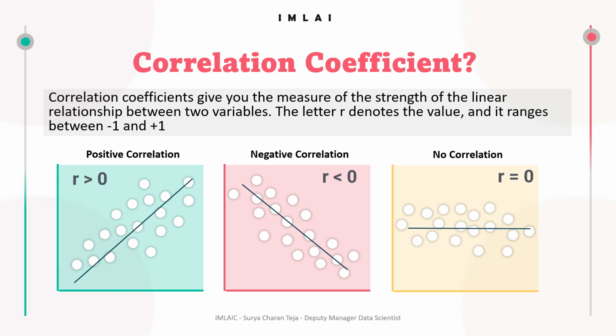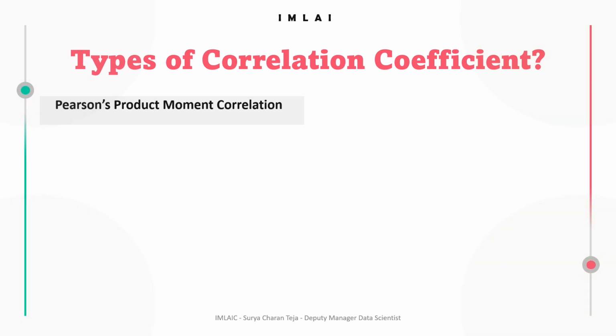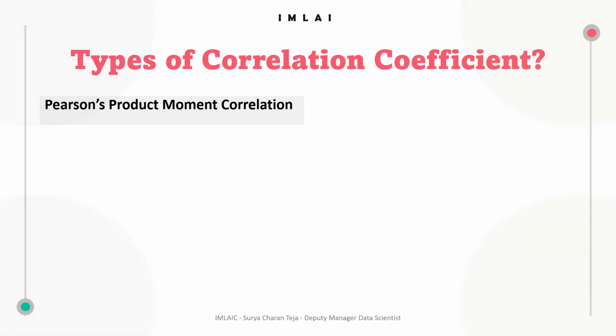So now let's see what types of correlation coefficients we have. There are mainly two types of correlation coefficient. The first one is Pearson's product moment correlation, and this is the widely used correlation coefficient. The Pearson correlation coefficient is defined in statistics as the measurement of the strength of the relationship between two variables and their association. It's denoted by R.